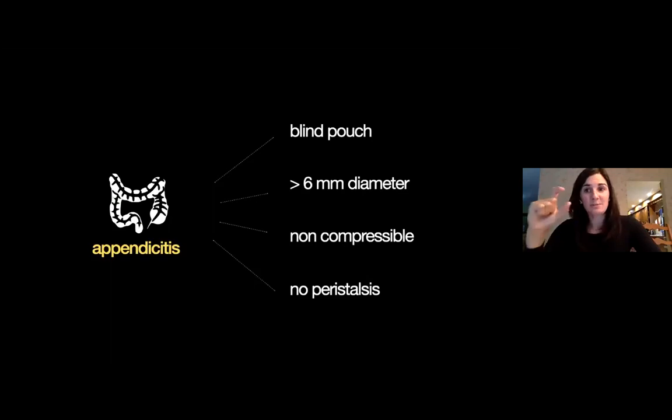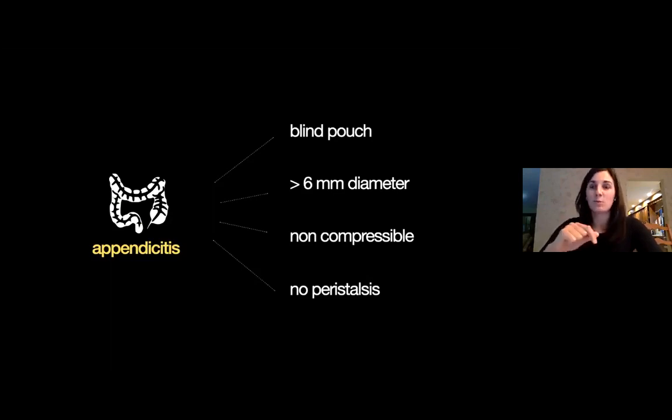Because sometimes it will actually be a little bit thick. Let's say you have an ileitis and you think it's a blind pouch, but it's not. Or you're like, oh wow, it's more than 6 millimeters, but then it's going to be compressible. An ileitis is just thickened bowel, but when you press on it, it's going to collapse. The appendix won't collapse, so it's non-compressible. Again, similar to the small bowel obstruction technique. So: blind pouch, more than 6 millimeters in diameter, non-compressible, and there will be no peristalsis.